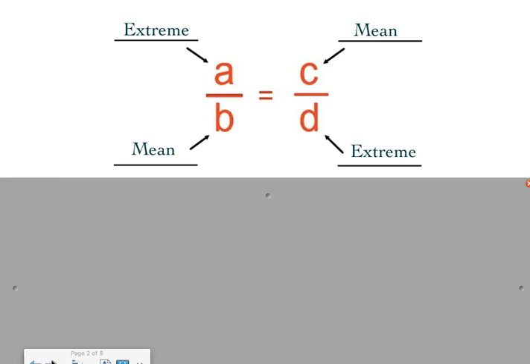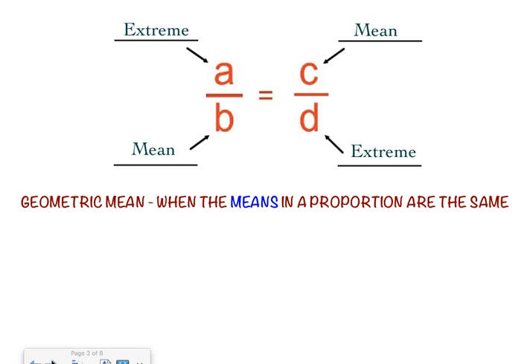Okay, and the way you remember which ones are the means is that they're in the middle. So you would say A over B is equal to C over D. You see how these guys are set in the middle? Middle, means. And then finding the geometric mean is when your means are the same. So really you're just finding the average between these 2 lengths. So when it says find the geometric mean of 5 and 45, we'll see how it looks.